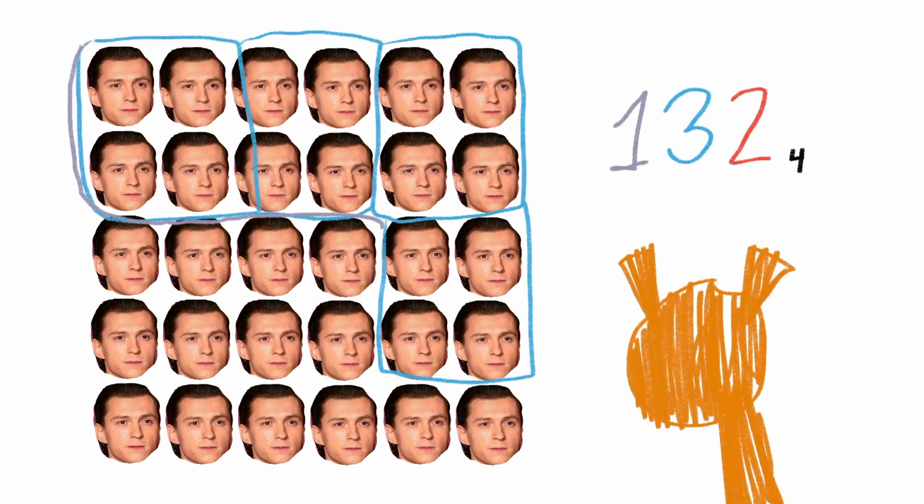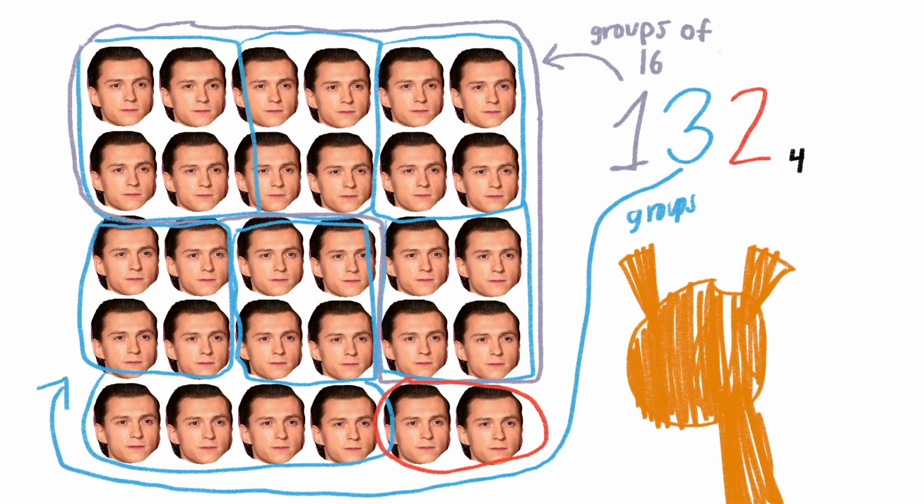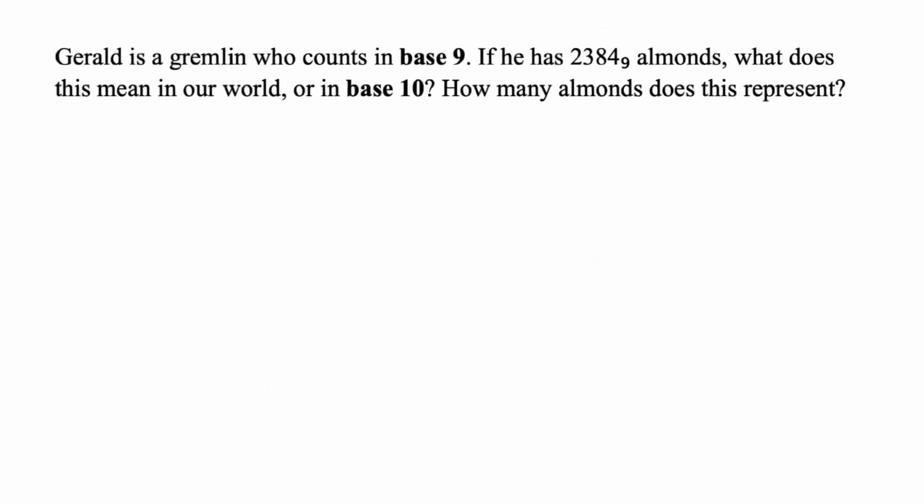We have to go another place value representing one group of 16, or 4 groups of 4, because once we hit this threshold, we need a new place value, just like when we have 10 groups of 10 in our system. Then, we have 3 groups of 4 and 2 ones left over, so our final answer is 132. So now that we've had a lot of practice with bases, let's move on to a more juicy word problem.